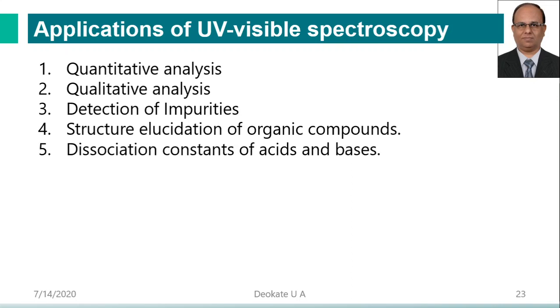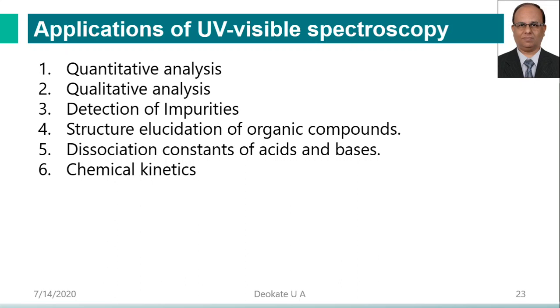The next one is the dissociation constant of acids and bases. We can use the pH values to determine the dissociation constant of acids and bases. That is one more example. In the practical also we are doing this determination of dissociation constant by using the UV visible spectrophotometer. The next application is chemical kinetics. In many chemical reactions, the kinetics of the reactions can be studied by using UV visible spectroscopy.